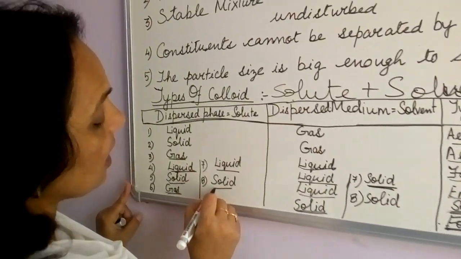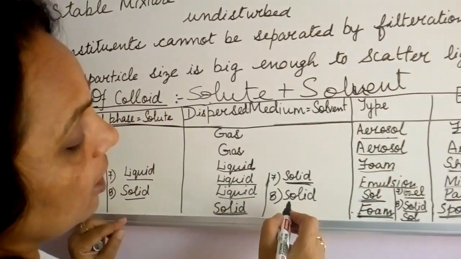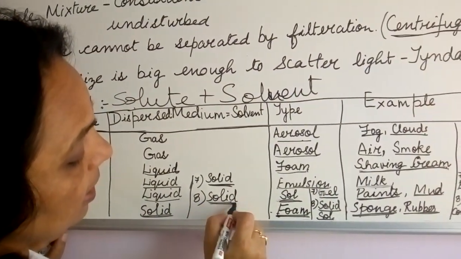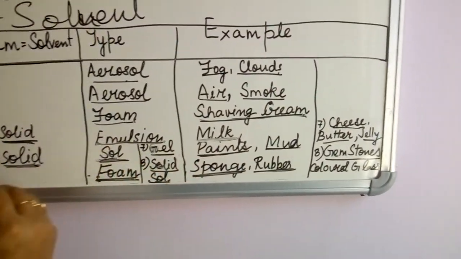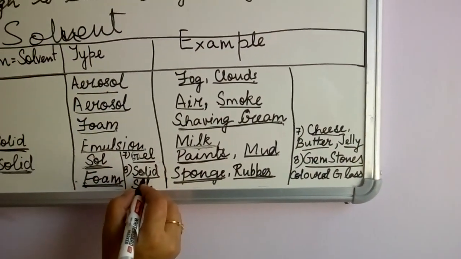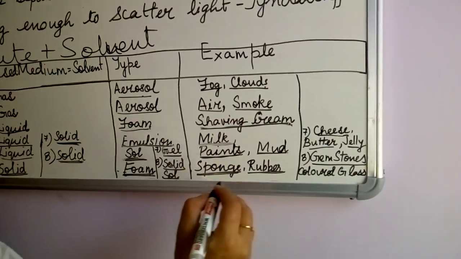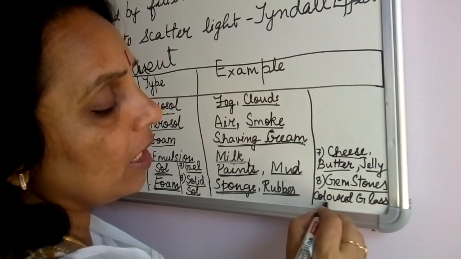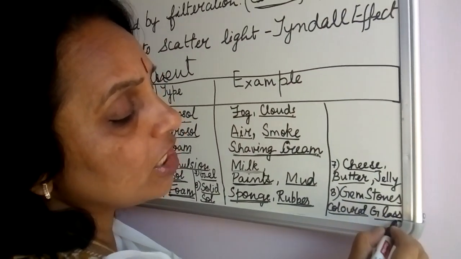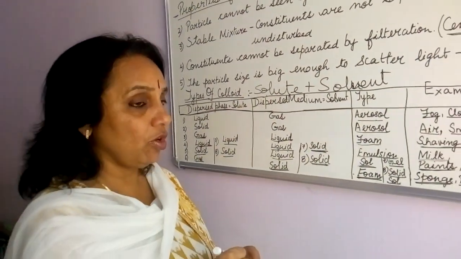And the last, eighth one, solid dispersed in another solid. The name of such a colloid is solid sol. Okay, solid dispersed in solid is called solid sol. The example of such a colloid is gemstone or colored glass. So these are the various types of colloids.